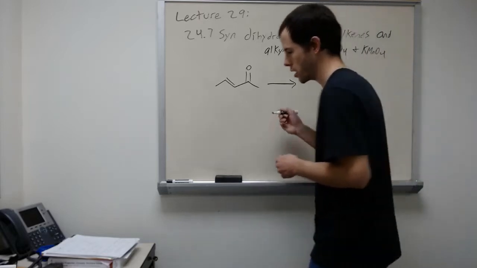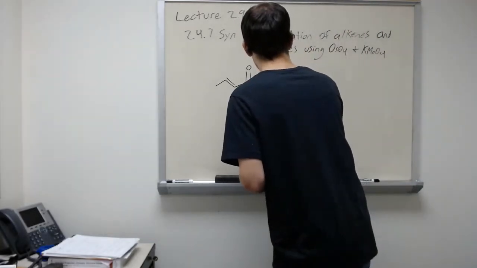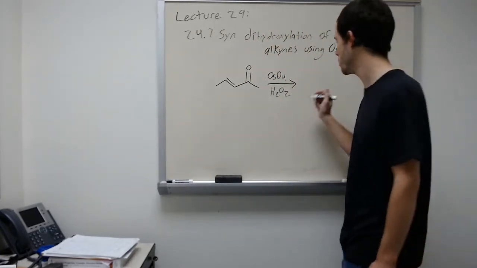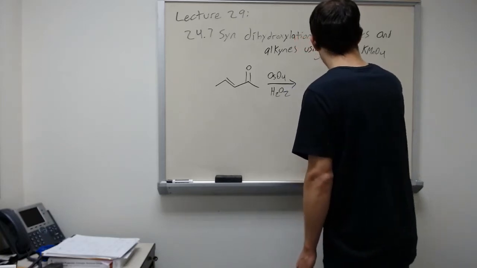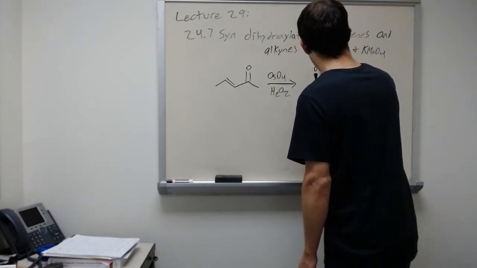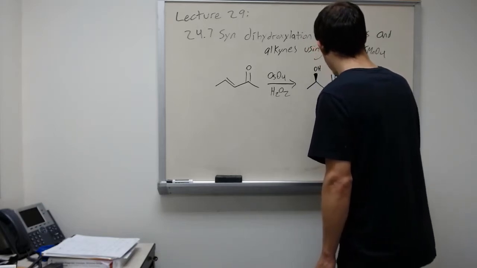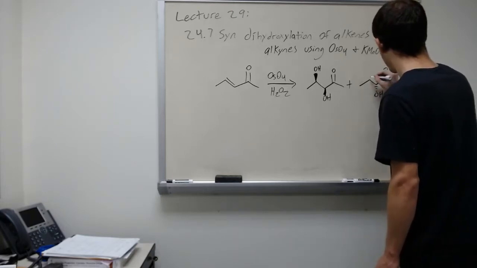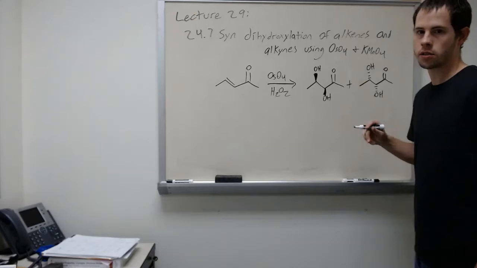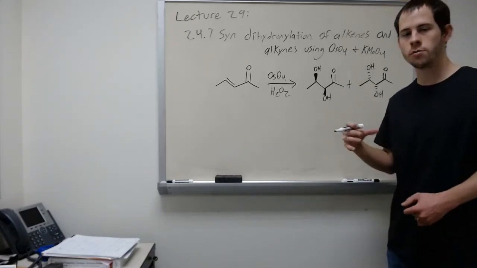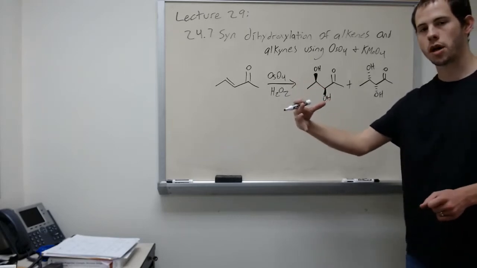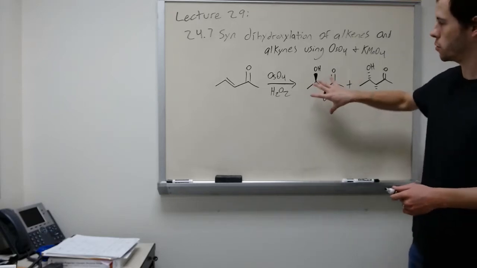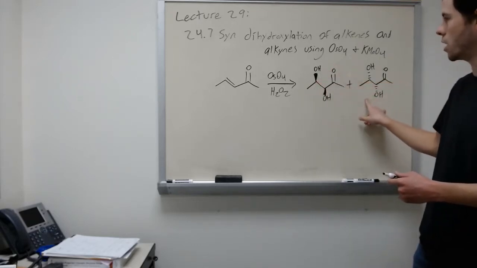So we use osmium tetroxide. We also need hydrogen peroxide in the reaction, so H2O2. It gives us a mixture of these two products. The osmium can approach the alkene from the back face behind the board or from the front face in front of the board and then add two OH groups. And so we get a mixture of it being towards us and away from us.